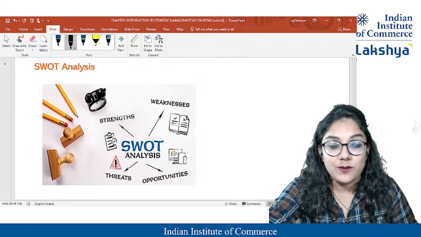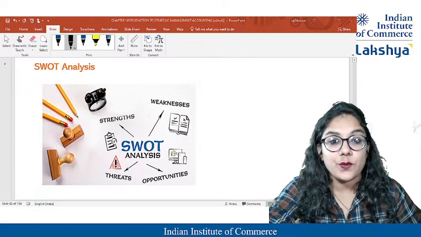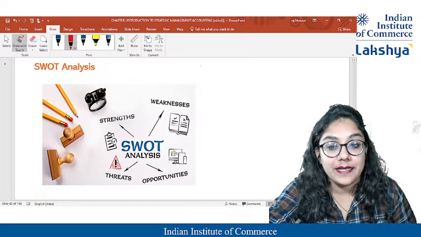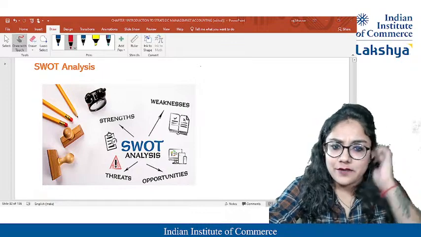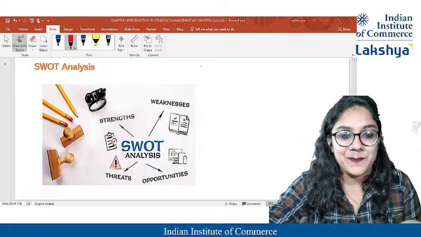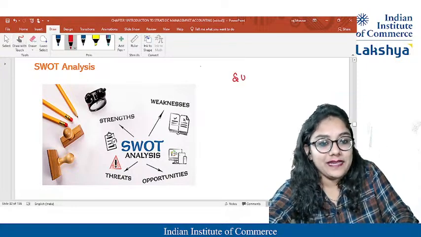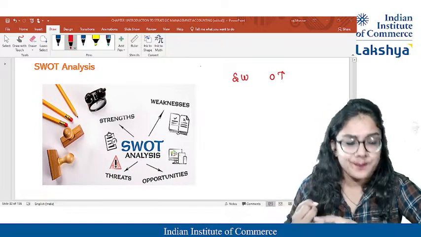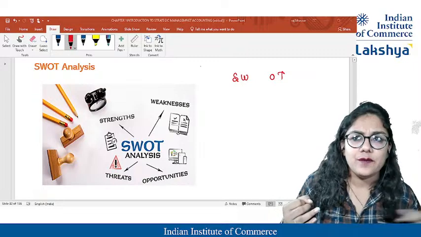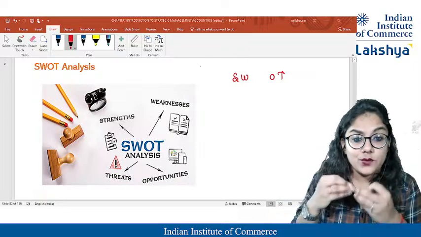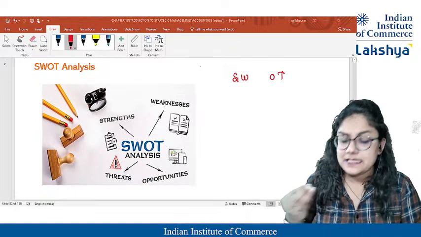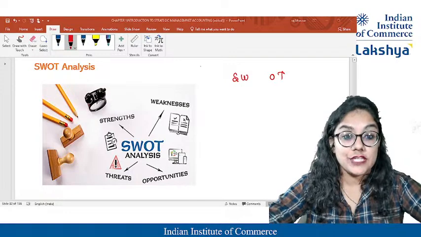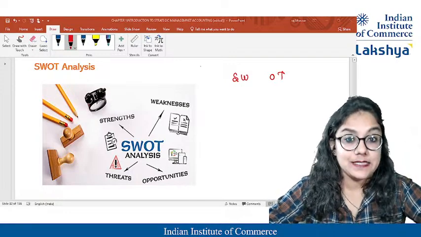I know everybody knows this word SWOT. What is SWOT analysis and why is it helpful? I have already covered this topic in the previous class, but it's a revision, so I thought let's take it. SWOT is strength, weakness, opportunity, and threats. We will understand the entity's strengths, its weaknesses, the opportunities it can get, and the threats which the entity does not want.